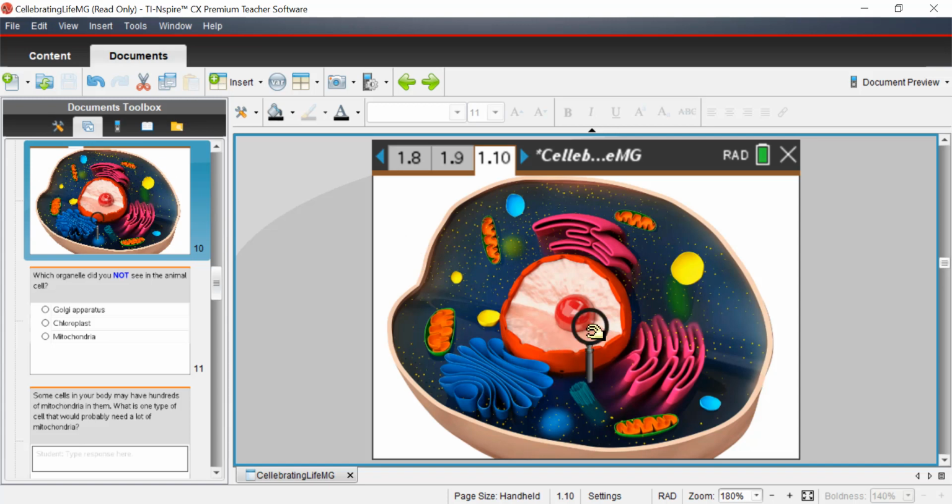Did I get all of the parts? Let me just do a double check here. Golgi body, remember that one? Nucleus, and then the nucleolus, lysosome, mitochondria, endoplasmic reticulum. I think I got everything there. Oh, I wonder if we did the cell membrane? Let me look here.